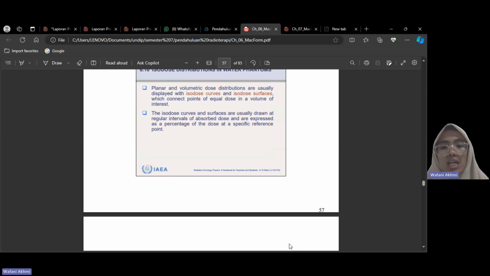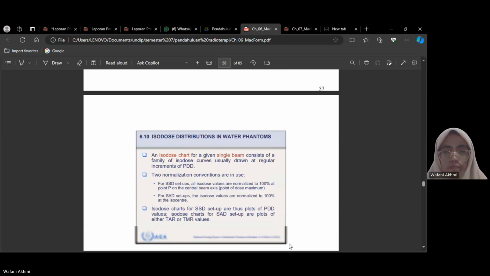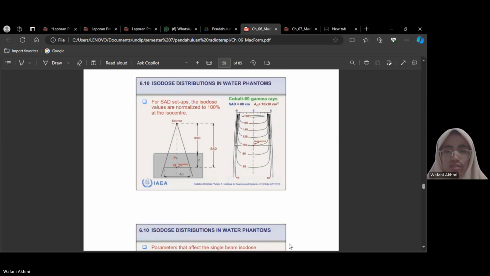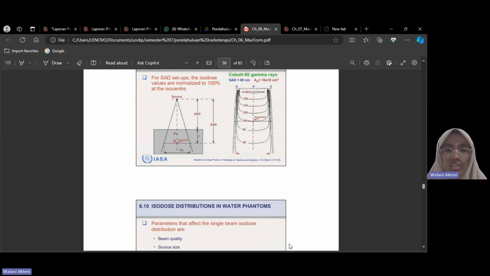Planar and volumetric dose distributions are usually displayed with isodose curves and isodose surfaces, which connect points of equal dose in a volume of interest. The isodose curves and surfaces are usually drawn at regular intervals of absorbed dose and are expressed as a percentage of dose at a specific reference point. There is the image.